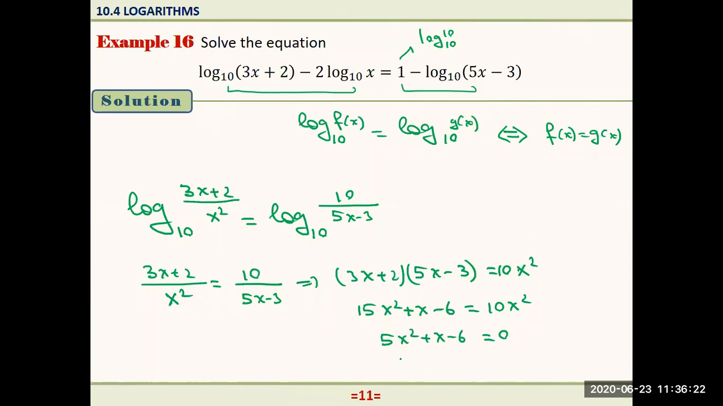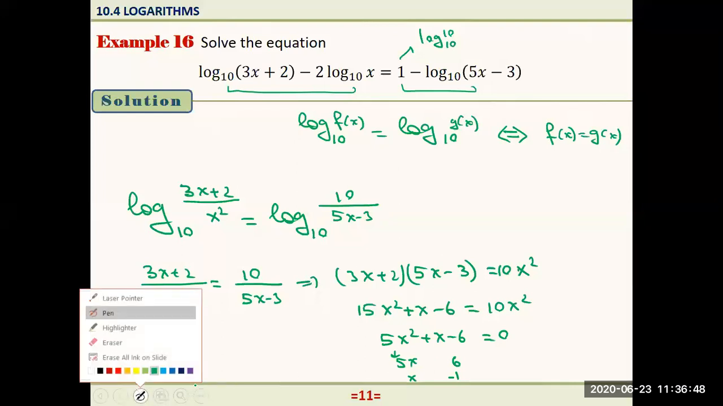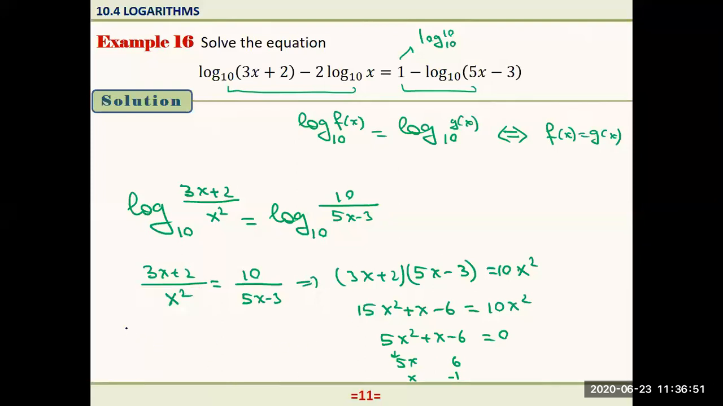If we solve this by factorization, here we have 5x and x, and the constants are 6 and 1, with a minus sign. 5x times x is 5x squared, 6 times negative 1 is negative 6, and cross multiplying, 6x plus negative 5x is equal to x, right? So we can factorize it as (5x plus 6)(x minus 1) equals 0. So x equals minus 6 over 5, or x equals 1, right?